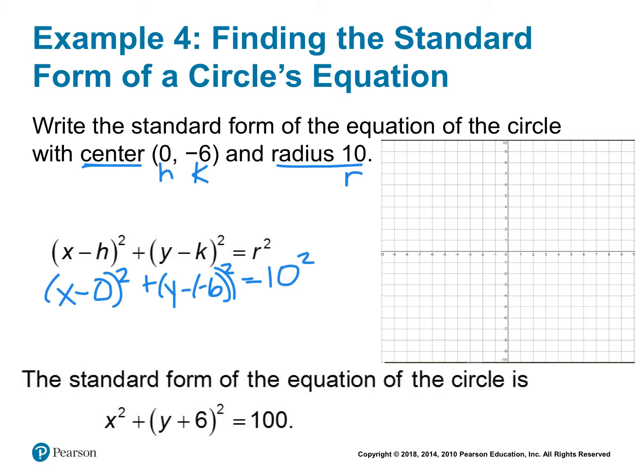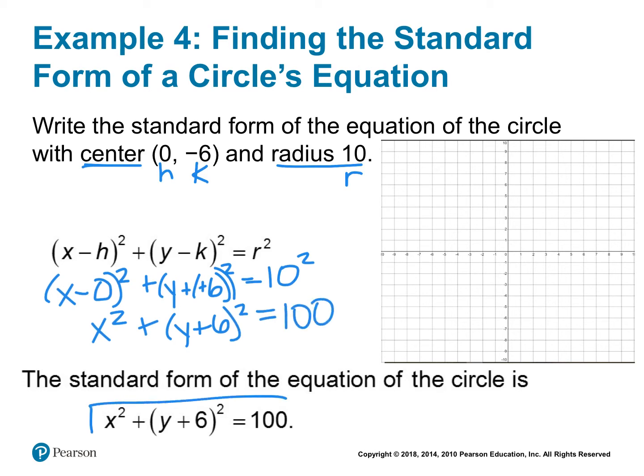So x minus 0 is just x squared plus, we have a double negative here, so we'd have y plus 6 squared equals 100. And that is where this answer comes from down here. And we are going to stop there because it wanted you to write the standard form. That was our goal.